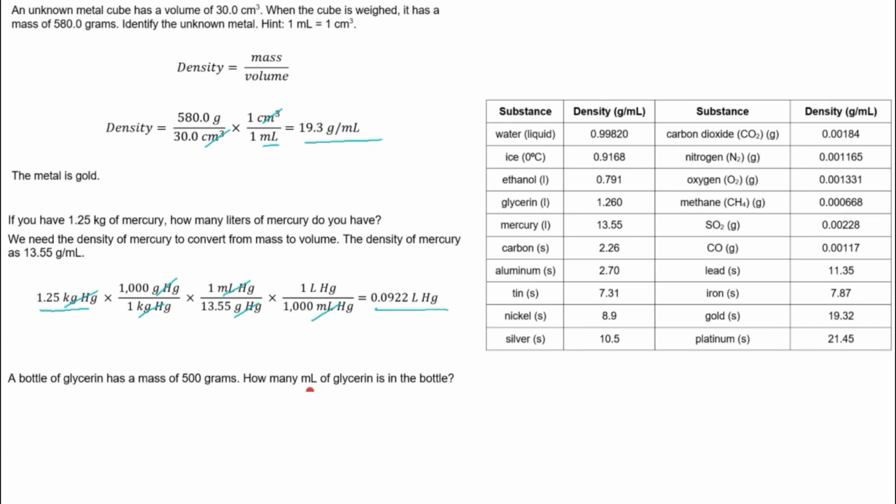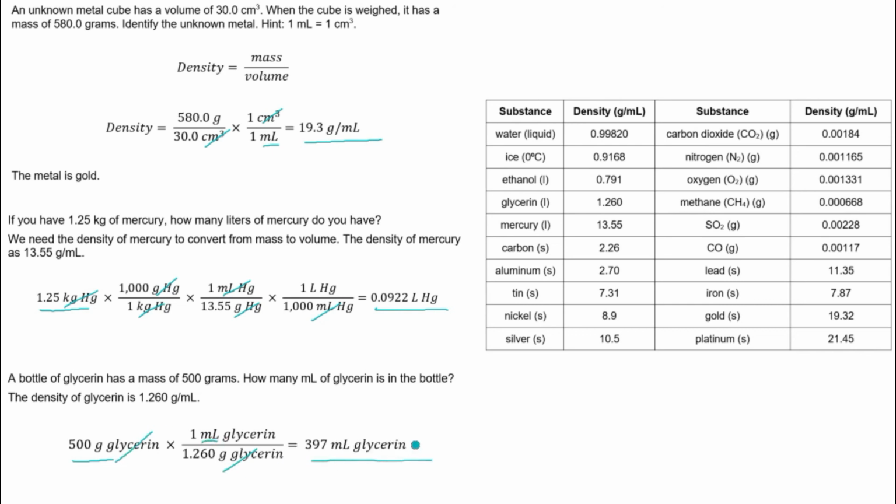A bottle of glycerin has a mass of 500 grams. How many milliliters of glycerin is in the bottle? Let's find glycerin in our table. Here we go. Remember again your units. Okay, starting with our 500 grams of glycerin, we can use our density here. We're converting from grams to milliliters, and we get 397 milliliters of glycerin.